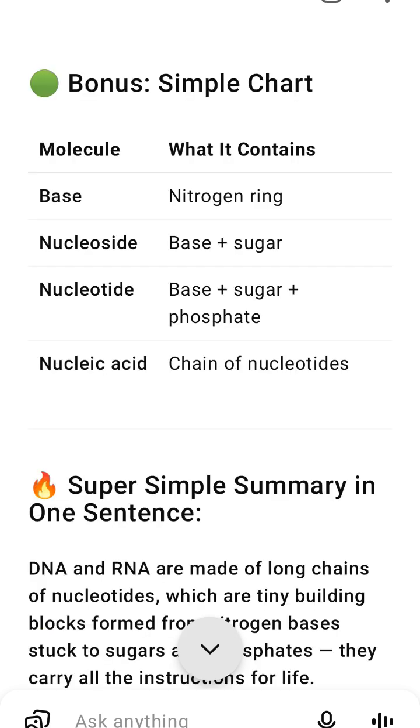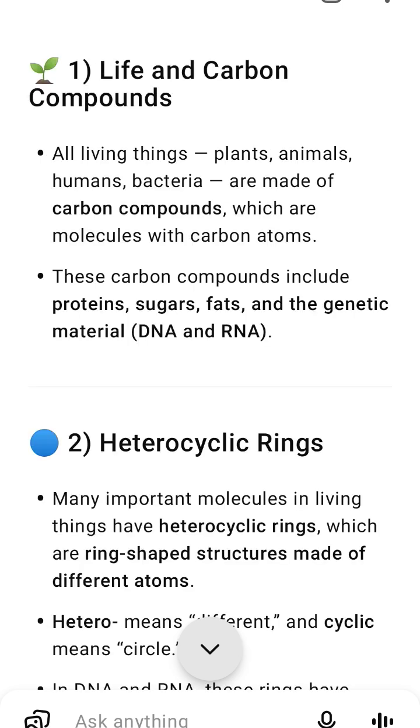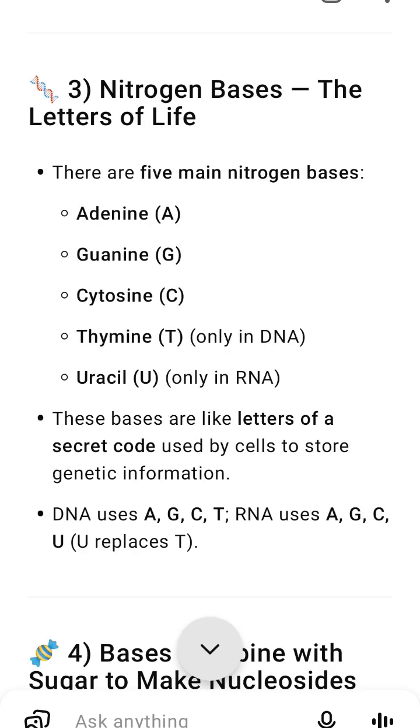8. Summary of how it all connects. 1. Nitrogen bases, A, G, C, T, U, are like letters. 2. Bases plus sugars, nucleosides, letters with handles. 3. Nucleosides plus phosphate, nucleotides, complete beads with hooks. 4. Nucleotides join into nucleic acids, DNA, RNA, chains like necklaces. 5. DNA and RNA store and pass on instructions for building everything in a living thing.